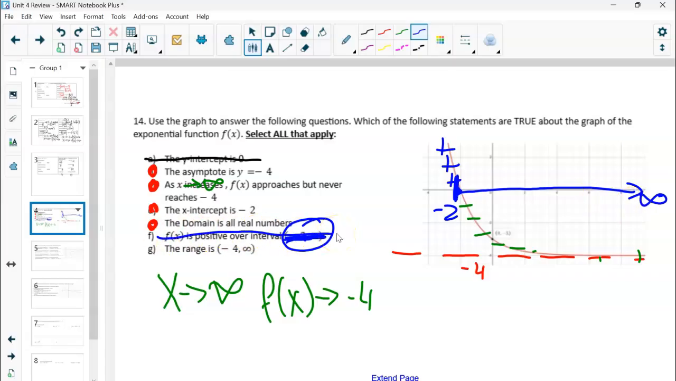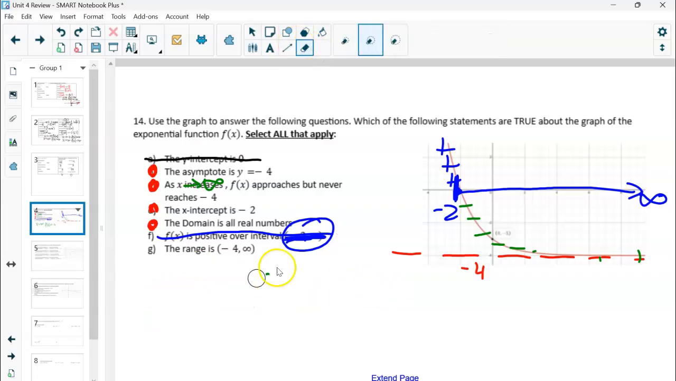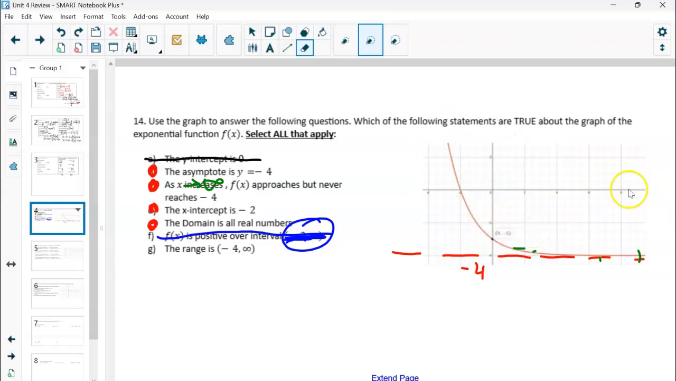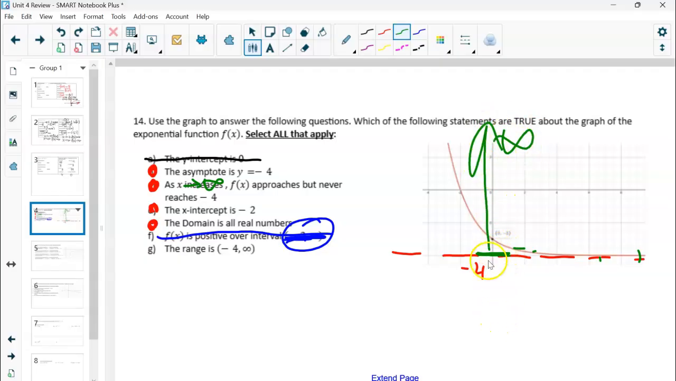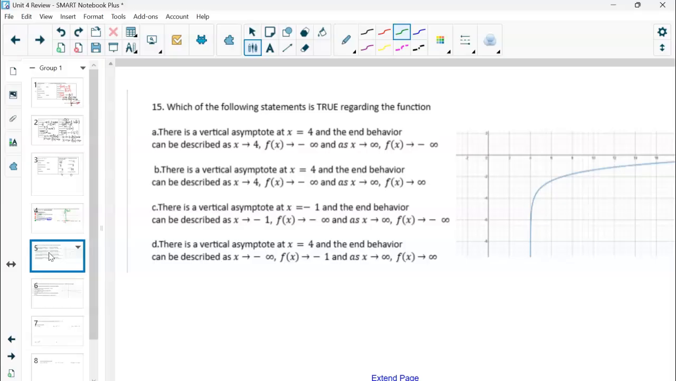And then lastly, G is correct because -4 is where my asymptote is. And once again, let me delete all that. I am saying that my range means area, right? I am going from my asymptote, where is my function? Is it below here? No, it is above. So I am going from -4 to infinity with an open bracket. This is also a correct statement. So B, C, D, E, and G are all correct. Pause it if you need to.